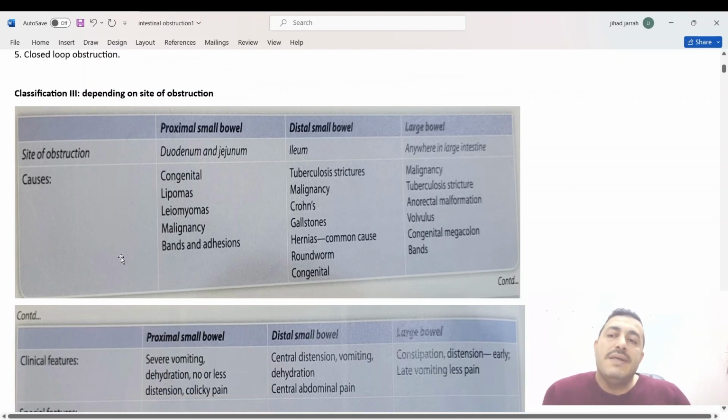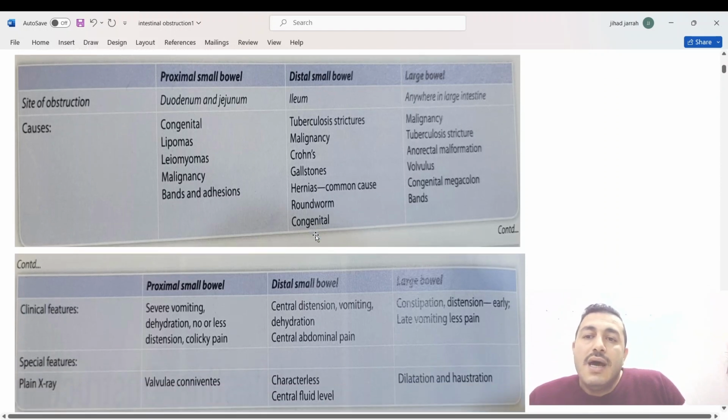Classification number 3 depends on the site of obstruction. Is it in the proximal small bowel, in the distal small bowel, or in the large bowel? This classification helps us in the clinical manifestations. Proximal small bowel means the jejunum up to the ileum. Distal small bowel means the ileum, and large bowel is from the cecum to the rectum.